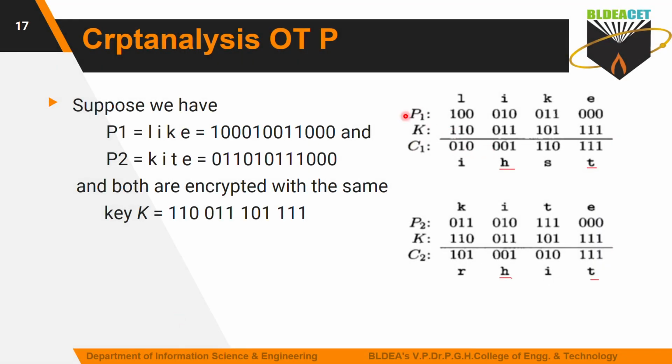If I know P1 and I know C1, then with the help of these two, if I perform the XOR operation, I can get the key. Let's see. For example, this is your plain text. I know the plain text and the ciphertext, so I can get the key. See here, 0 0. In the XOR, 0 0 means it is 0 only. 0 1, in the XOR, means it is 1 here.